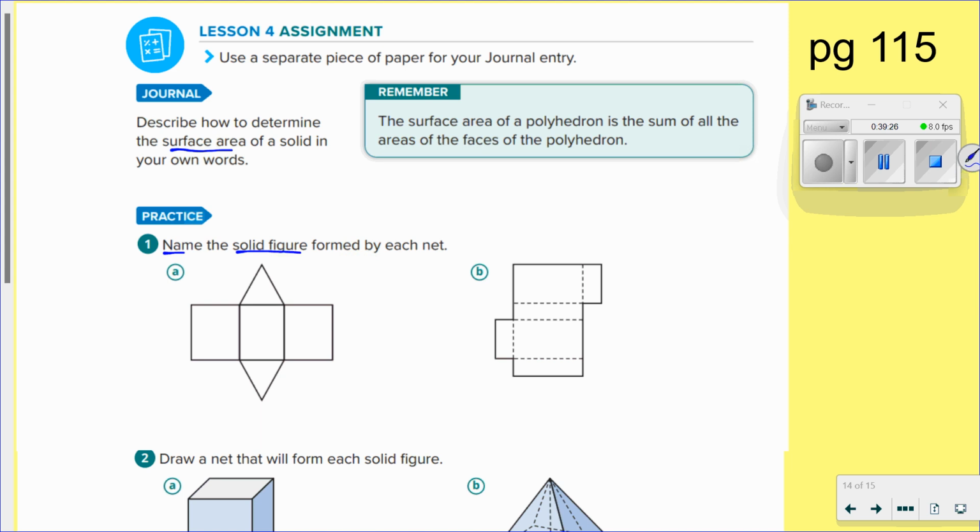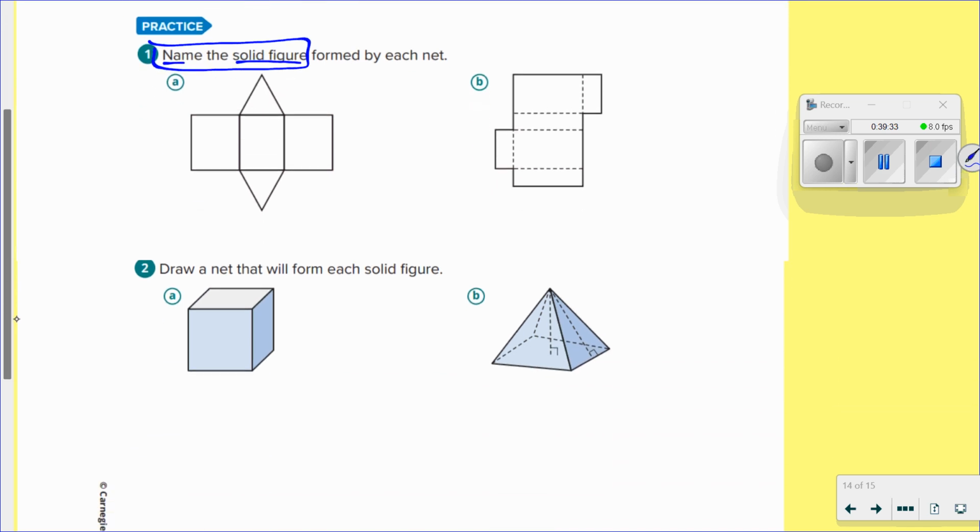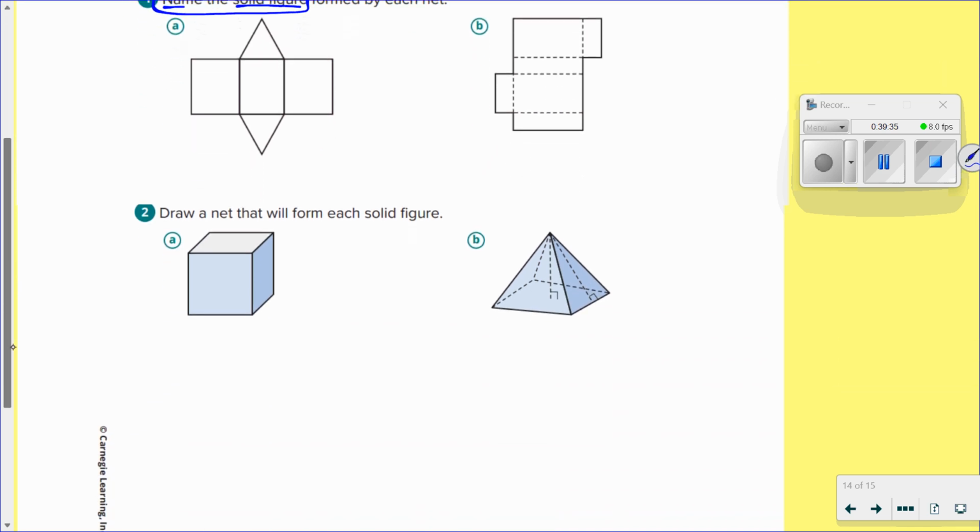Name the solid figure formed by each net. In other words, that's when we just went through the naming conventions. Figure out what the bases are, what the sides are. Draw a net that will form each solid figure. I just gave you hints on how to do it for a prism in A and a pyramid in B. So that should be a big hint for you.